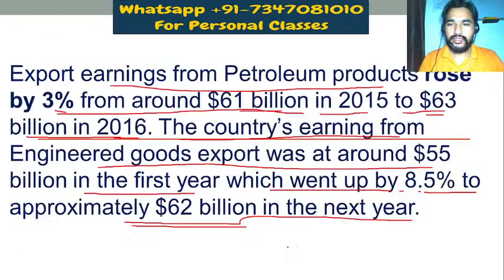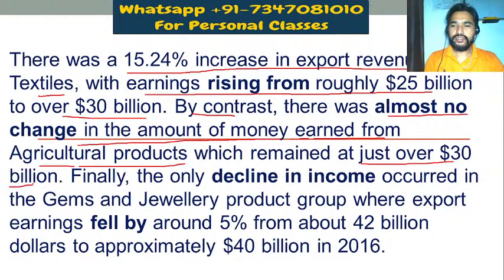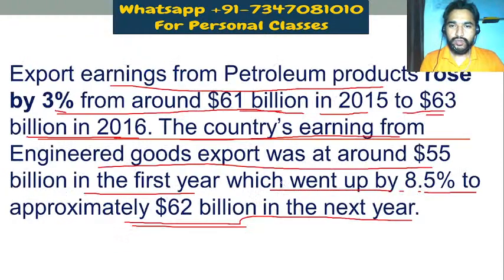And the next category: by contrast, there was almost no change in the amount of money earned from agricultural products, which remained at just over 30 billion. So agricultural products stayed the same, no change happened; they were here in 2015 and at the same place in 2016. So not a significant change, near about 0.8% change. So a minimal change happened in the export earning from agricultural products.